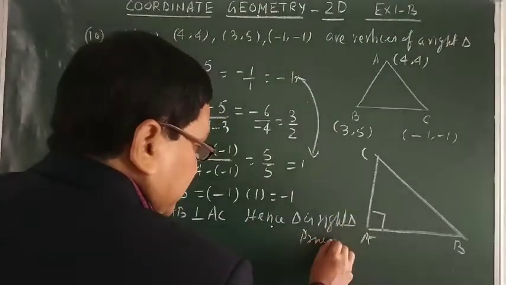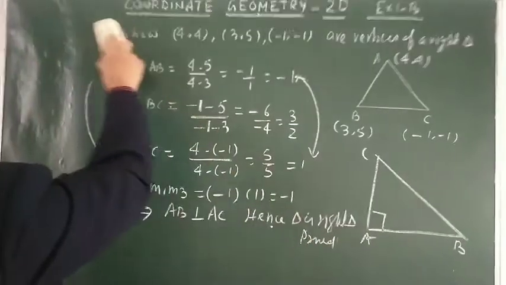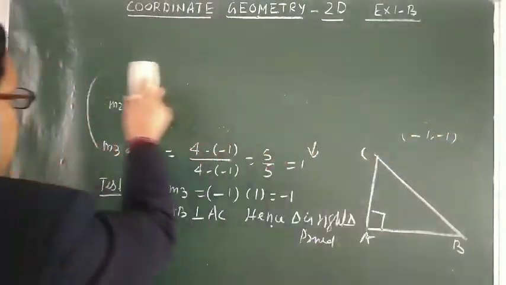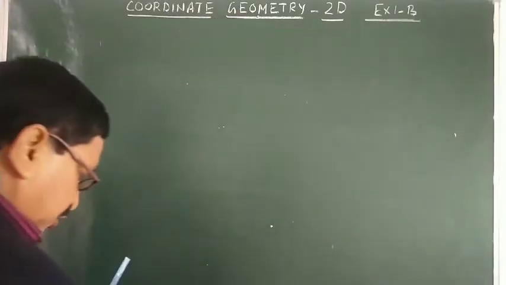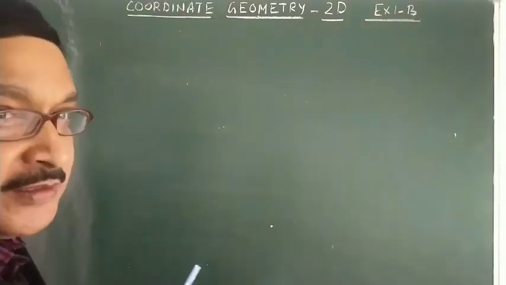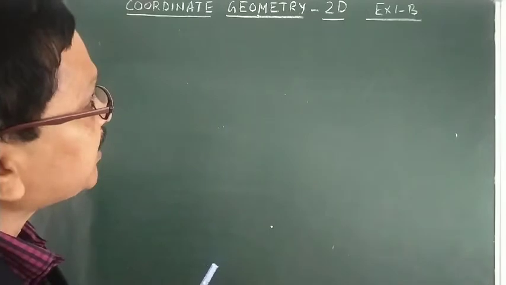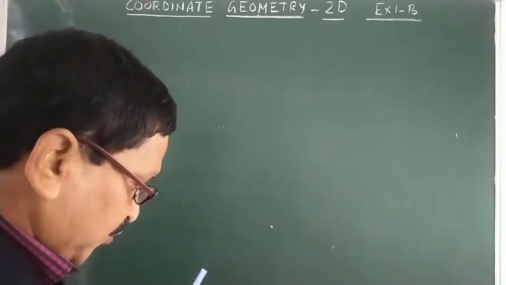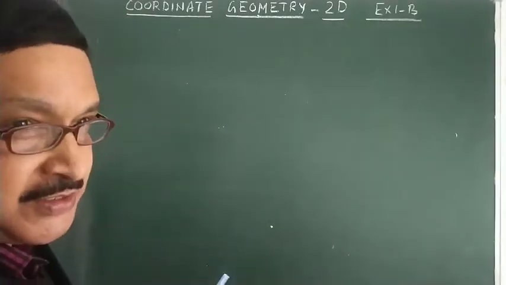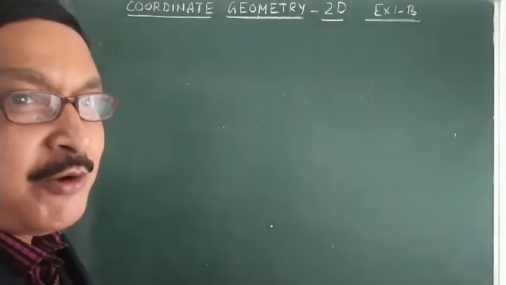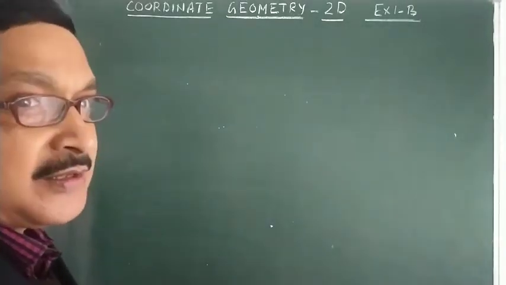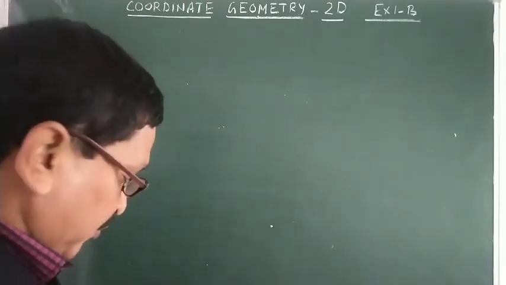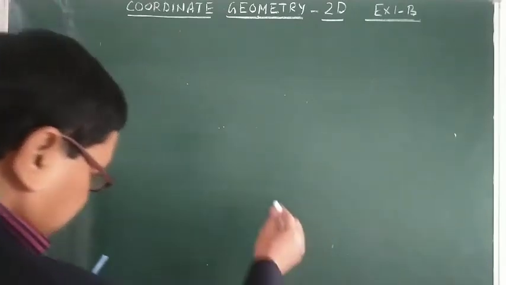Proved. Now moving towards another problem. Slope method. We are using the slope method to find all these in exercise 1B. Next, question number 12. Collinear test. Earlier, you know how to show the 3 points collinear, but here is another method, the slope method, to show 3 points collinear.